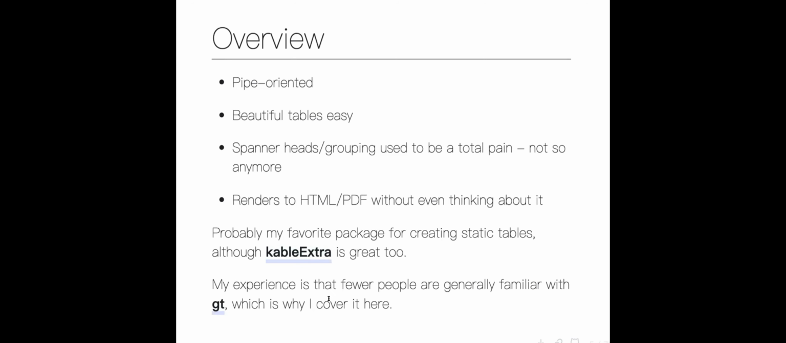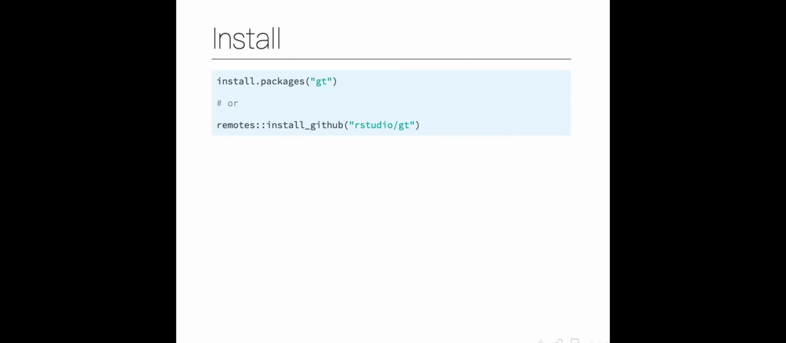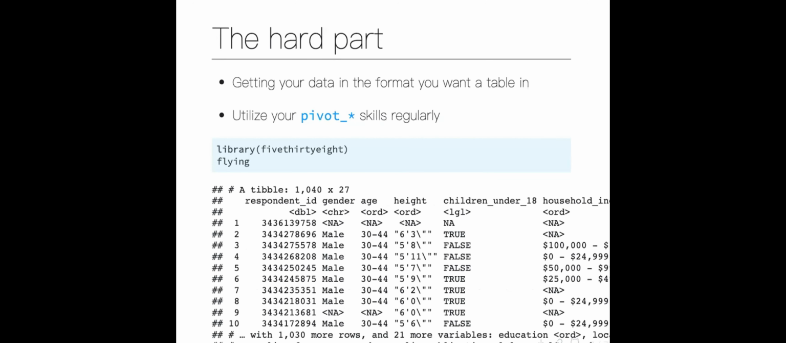Cable Extra is also a great package. GT is what I'm covering here because of the reasons I mentioned already. So this is how you would install it. Of course, if you want to install it, I don't know why I have an install here, but we should be beyond that at this point.